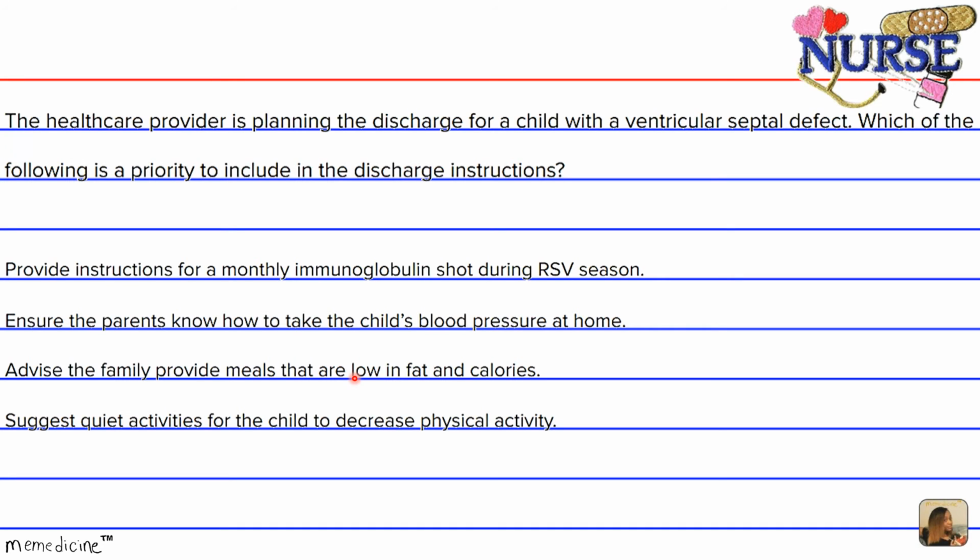And because of increased pulmonary blood flow, children with ventricular septal defect are at increased risk for pulmonary infections. And RSV is a type of pulmonary infection, as I explained earlier. It's respiratory syncytial virus. So you would definitely want to instruct the parent on how to administer immunoglobulin shots to prevent this type of infection. So the correct answer choice would be A, provide instructions for a monthly immunoglobulin shot during RSV season. All right.